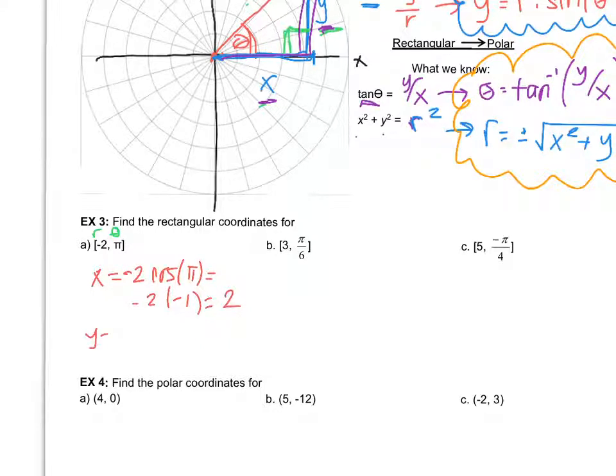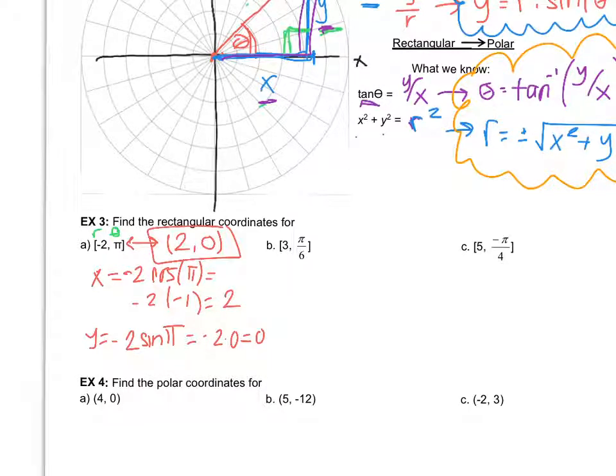And y equals r times the sine of theta. And the sine at pi, think about that y coordinate on the unit circle with a rotation of pi. You're not moving up and down anything, so that would just be -2 times 0, which is 0. So this polar point of -2, pi is the same rectangular point 2, 0.